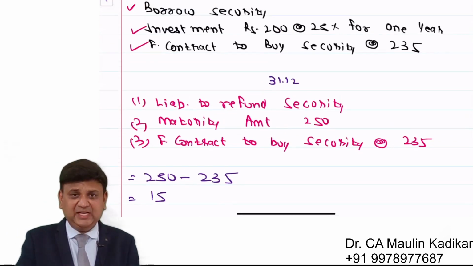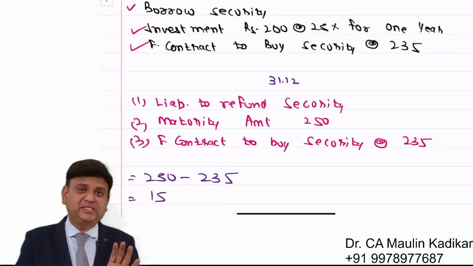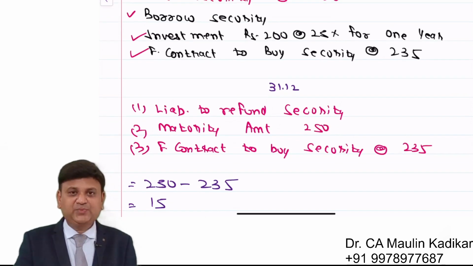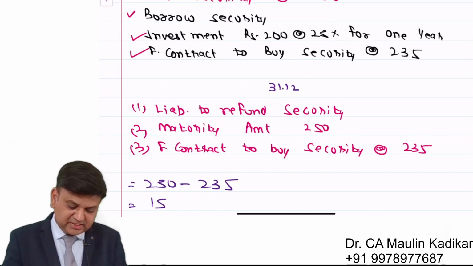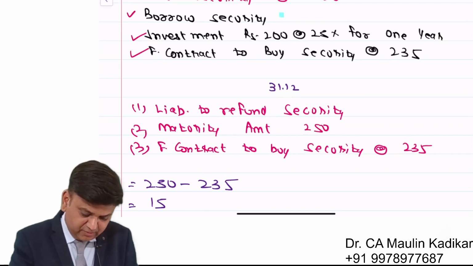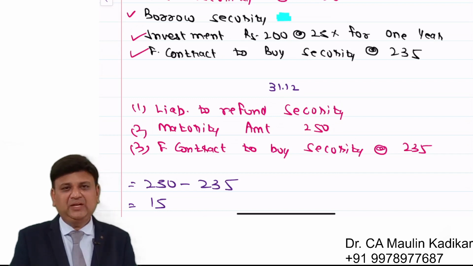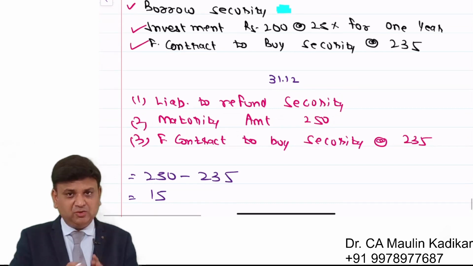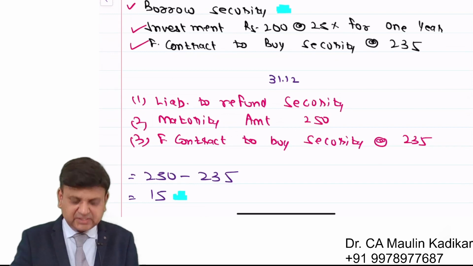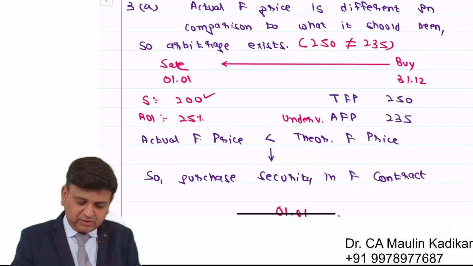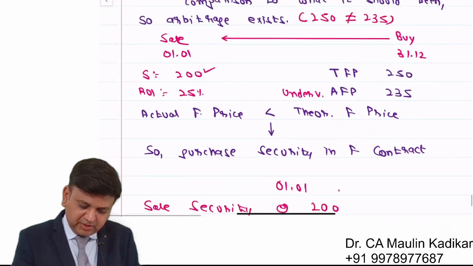The question is silent about the borrowing charges, so we are also ignoring the borrowing charges as per the institute suggested answer. We understand that for whatever security you have borrowed, charges are required to be paid, but unfortunately that information is missing. So even the institute is ignoring that, and 15 rupees is considered as arbitrage. Chalo. Please write down the answer for question number 3B.